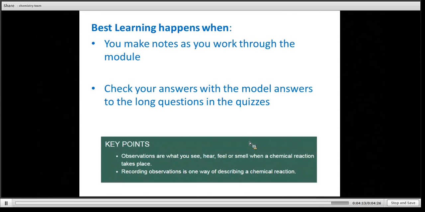And then finally, make sure you understand the key points. They come up at the end of every lesson and also at the end of the module. Make sure you have understood all of those.